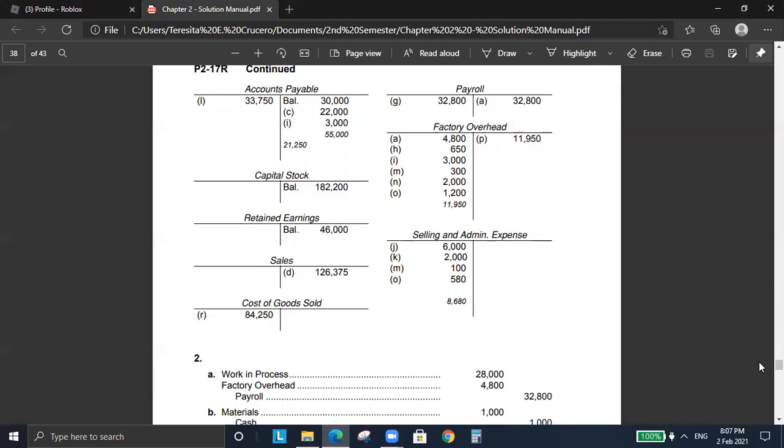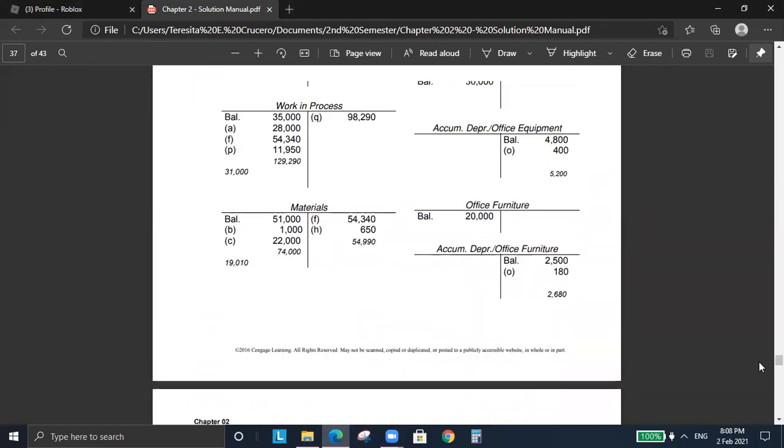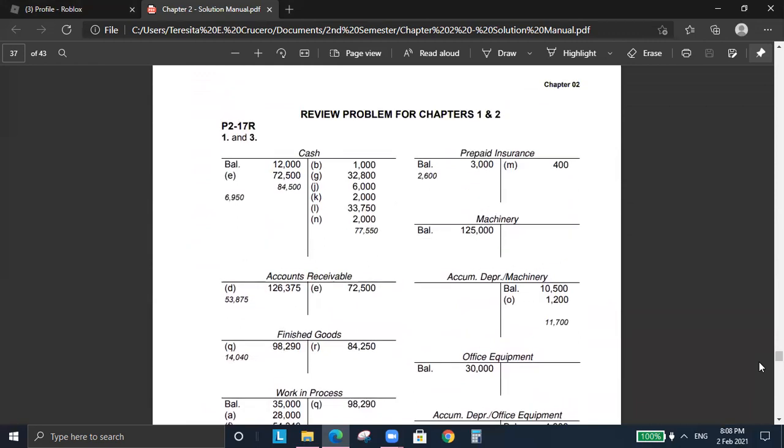Okay, so we now have the following accounts as required. We are going to begin posting in requirement numbers 1 and 3. So first, we are going to post the following balances. On October 1, we have a cash balance debit of 12,000. So we write balance 12,000, and then work in process, again a debit balance of 35,000.